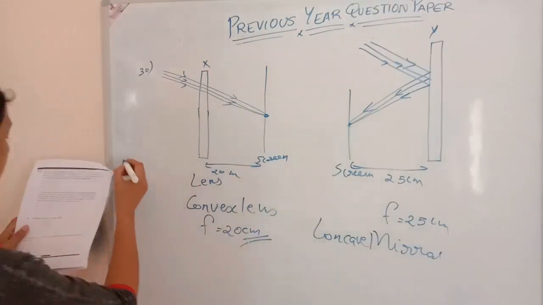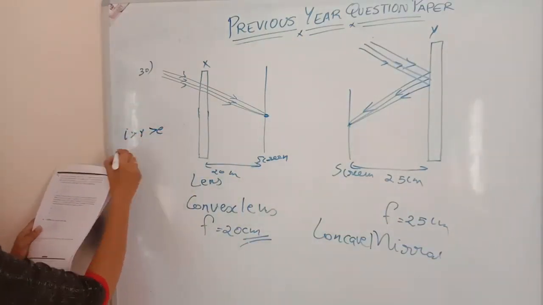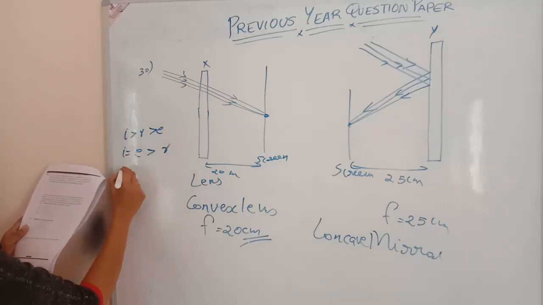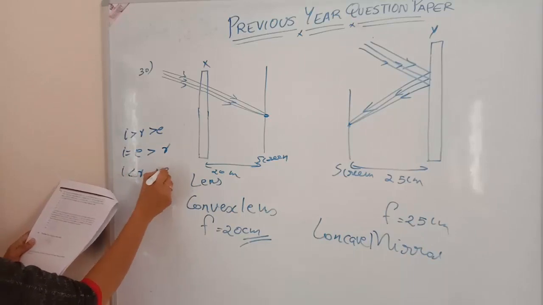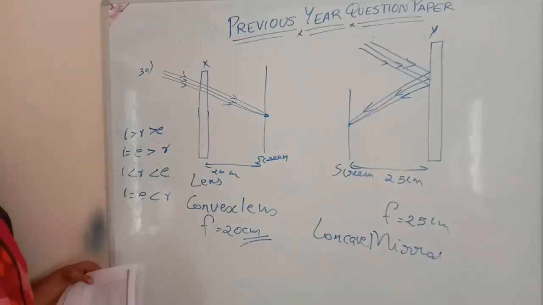I'll write out here. Okay, I greater than R greater than E. I equals E greater than R. I less than R less than E. I equals E less than R. So what will be the answer?